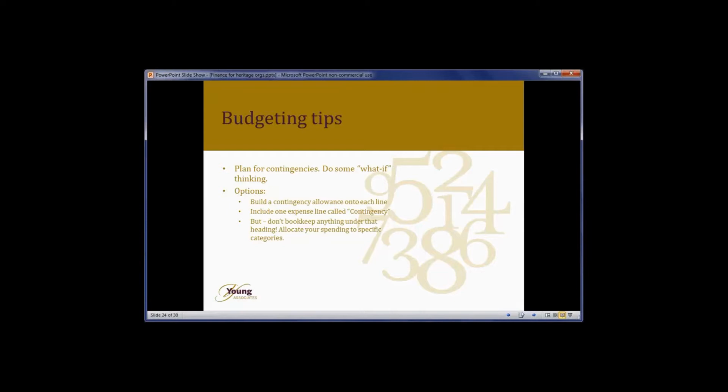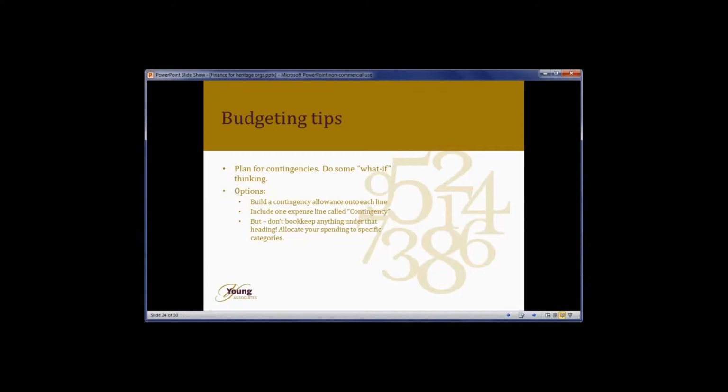Plan for contingencies. So do some what-if thinking at the outset. What if things went really well? What if things went really badly? What would we do? You'll probably be able to imagine some of the major decision points or things that might take place during the year that you might want to plan for. There are a couple of options around this. Now I'm thinking about contingency, I guess, mainly from an expense point of view.